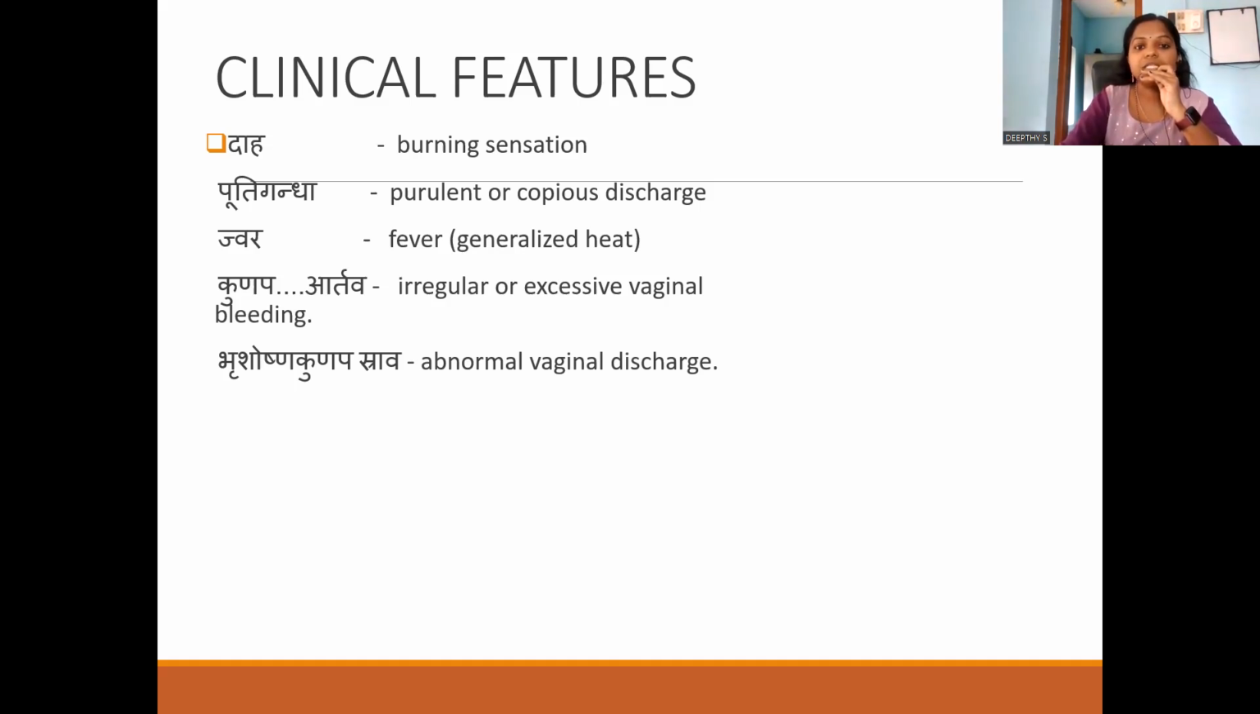So the main features of the Paithiki yoni vyapath are like that of an acute inflammatory condition of the pelvic area. That is purulent or copious discharge with the fever. All the inflammatory conditions we can see: purulent or copious discharge, fever, abnormal vaginal discharge, burning sensation. So the Pitta Pradhana Lakshanas we can see here at the Yoni Sthana.